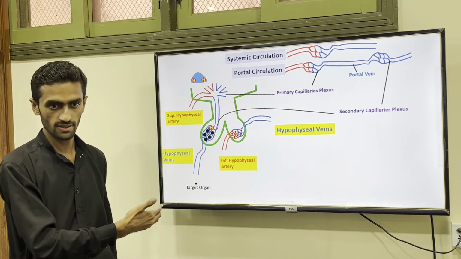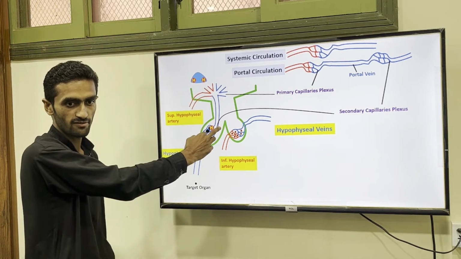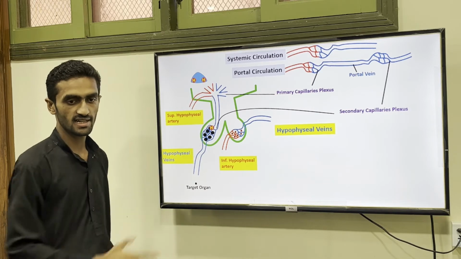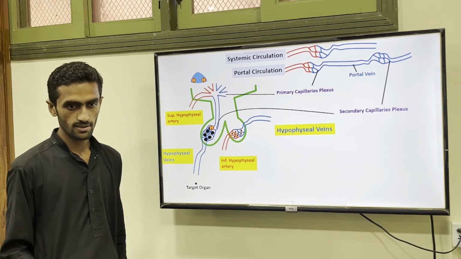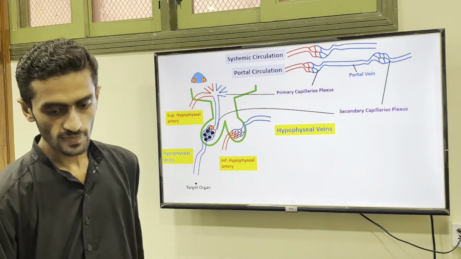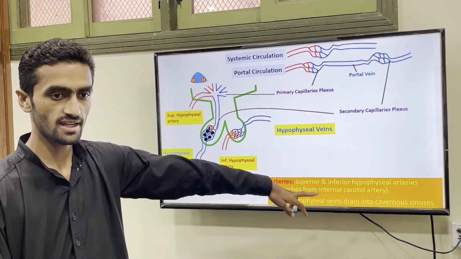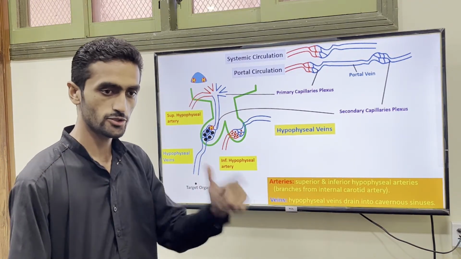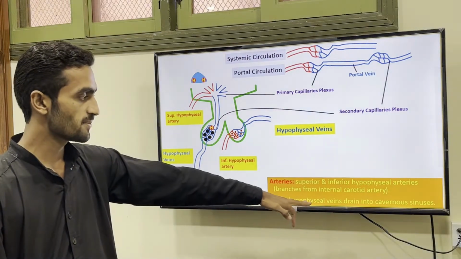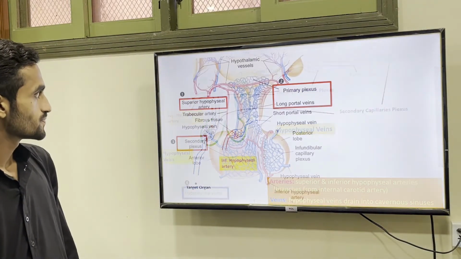You can see the pathway. So hormones are entering the primary plexus, and via the portal vein affect the secondary plexus and then go to the target organ. Are you clear with this? So important, the arteries are the superior and inferior hypophyseal, superior for the anterior pituitary, inferior for the posterior pituitary, and the vein is the hypophyseal vein which is draining into the cavernous sinuses.